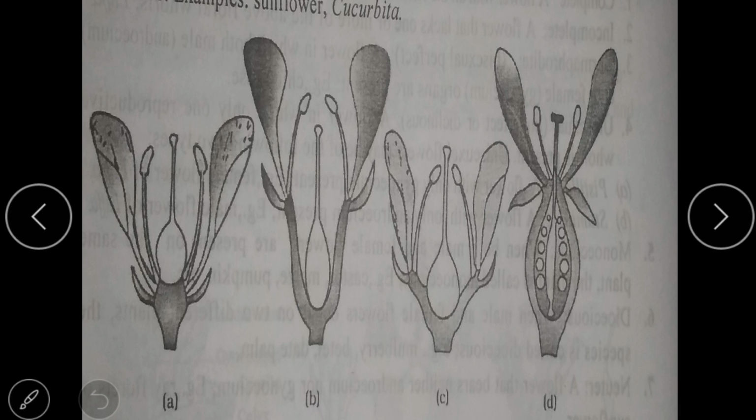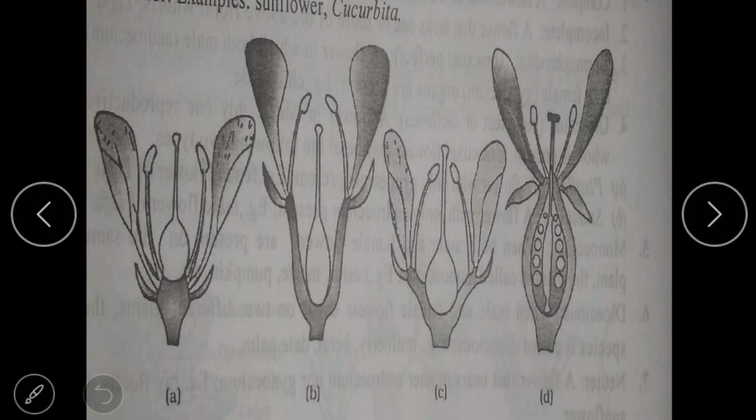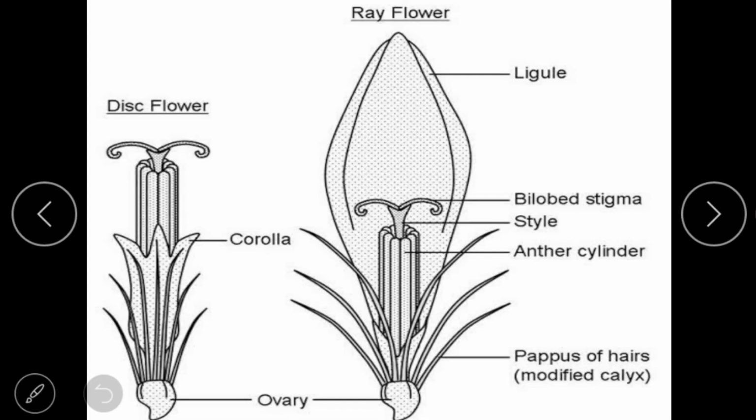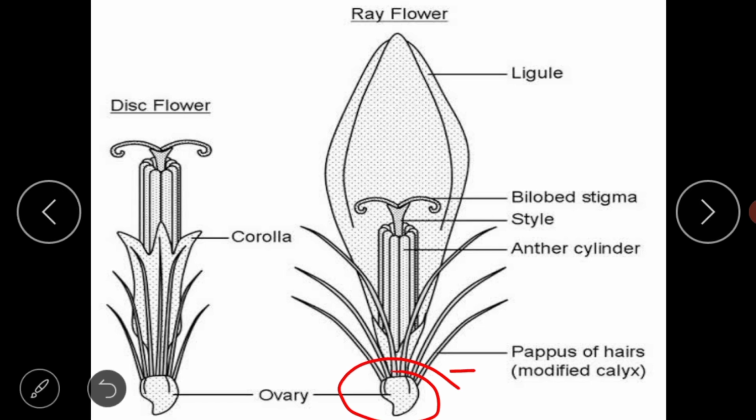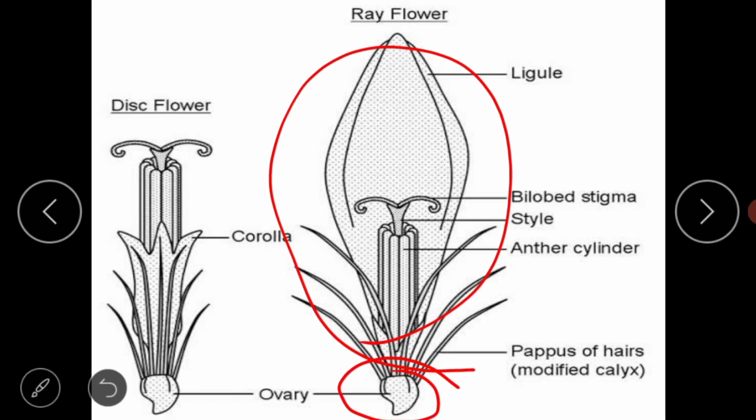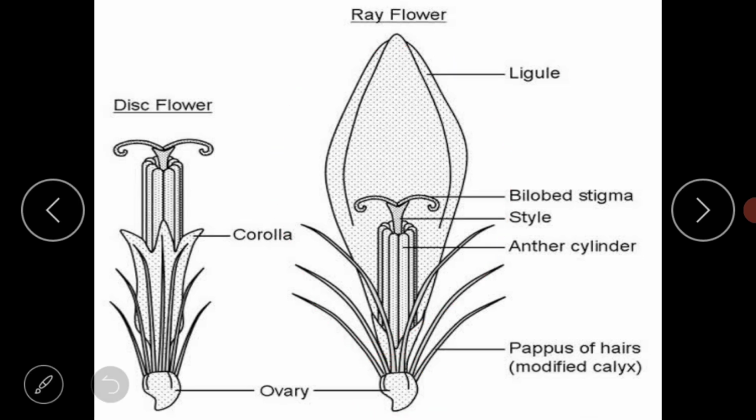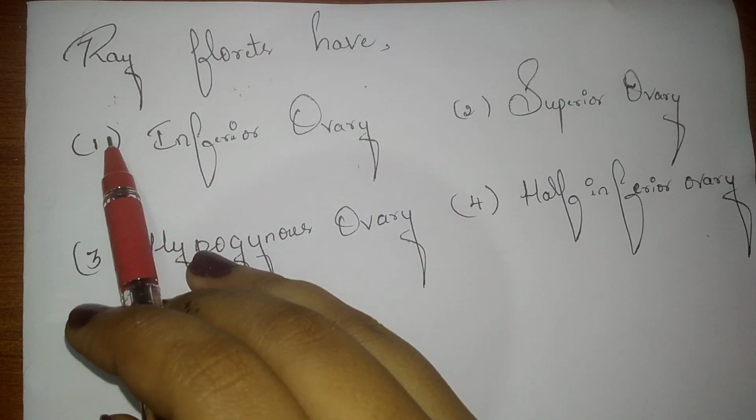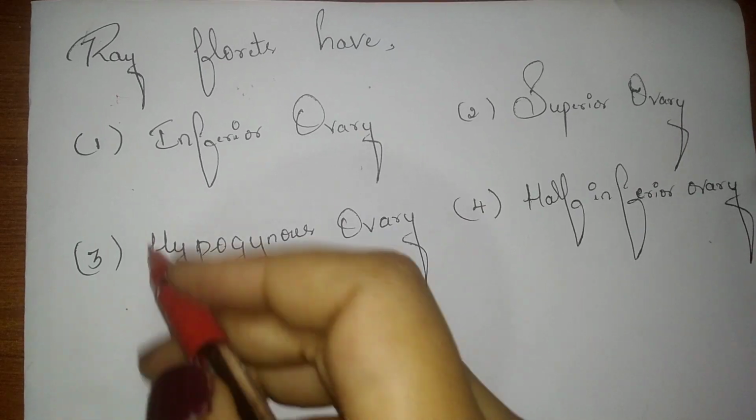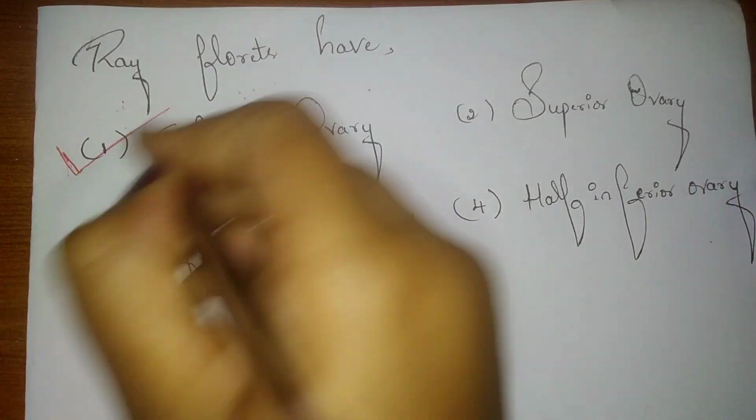Now let me see what type of ovary this ray flower consists of. This is the ray flower. In this you can see that the ovary is here and the other floral parts are above this ovary, right? So the ray flower consists of the inferior type of ovary. So the correct answer is that the ray florets consist of inferior ovary.